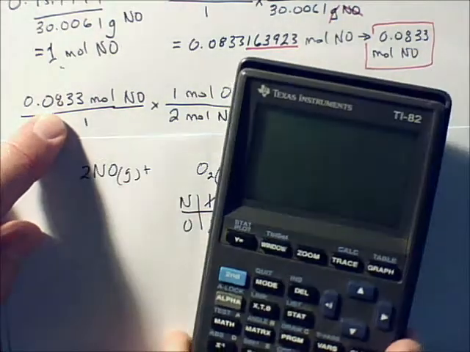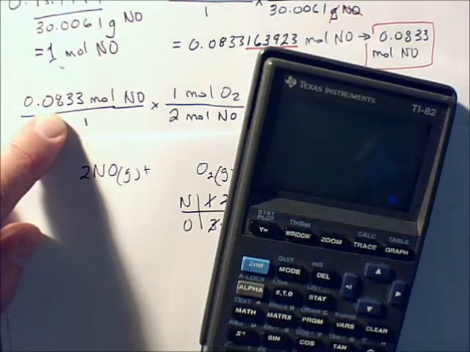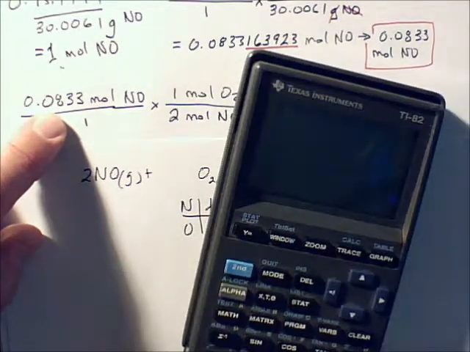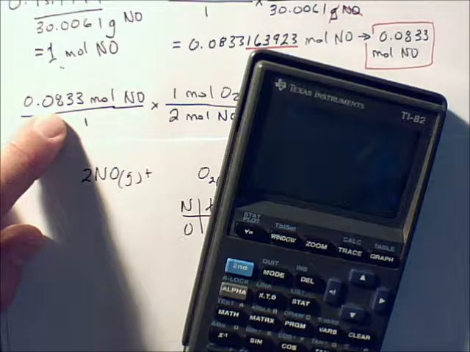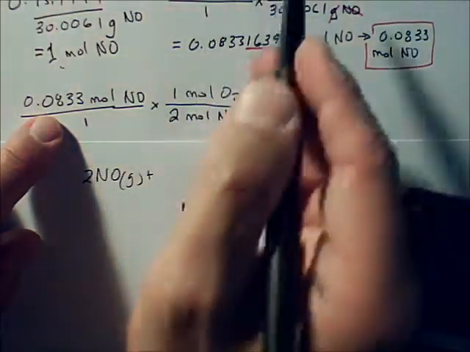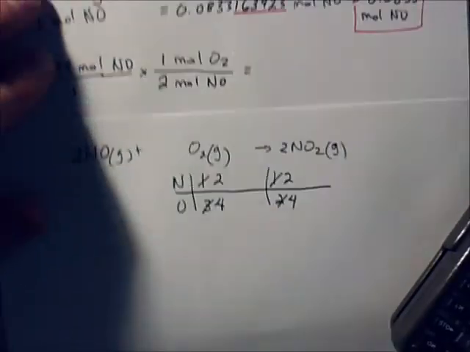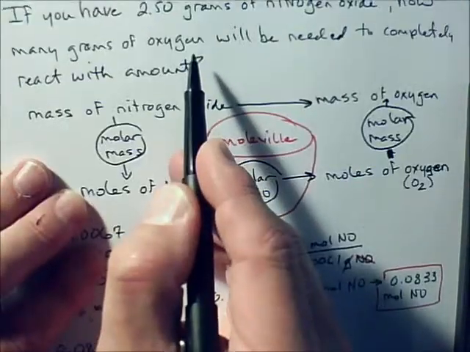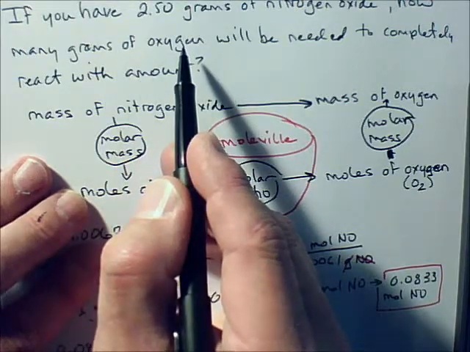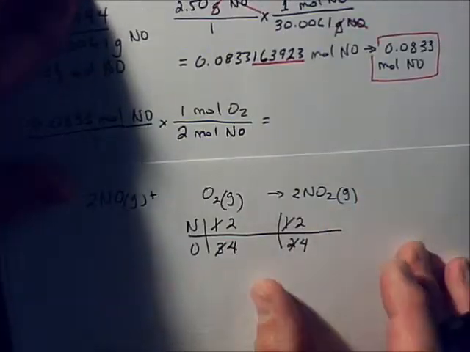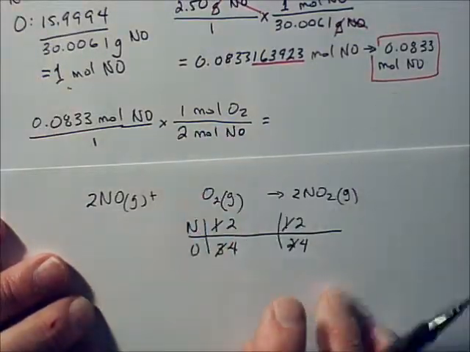This number divided by 2 is all we got to do. 0.0833 divided by 2. I've got to turn the calculator on. It helps when I turn it on. Why didn't you put 2 moles of NO2 on the top? Because we're not trying to find NO2. The problem is asking for how many grams of oxygen are needed. So unless we're trying to find NO2, we don't use that. In this case, we're trying to find this, and that's what we put on the top.